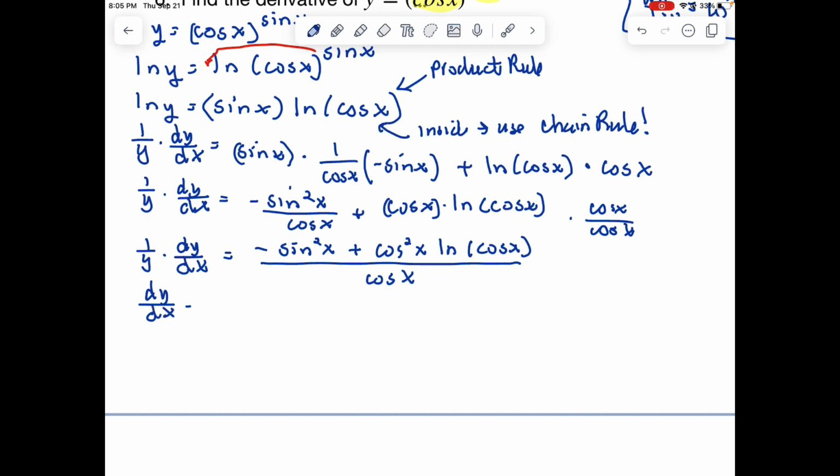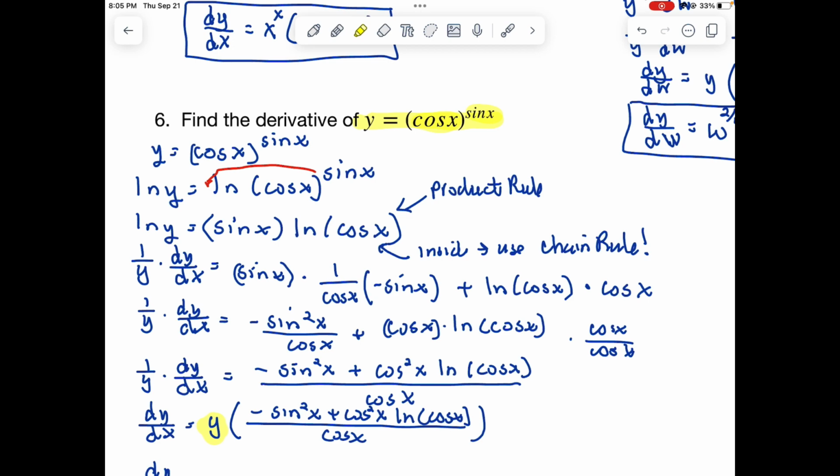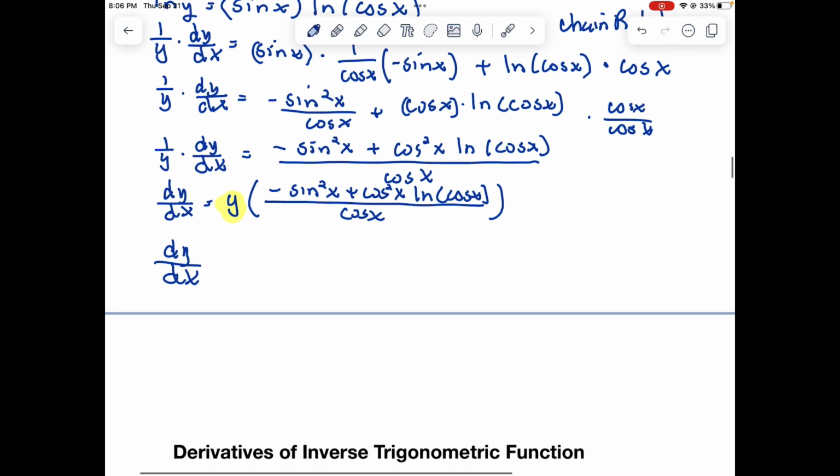We need to multiply each side by y so I can get dy dx by itself. Don't forget that we have to replace y with a variable in terms of x, so we go back to the given problem. y was defined to be cosine of x raised to sine of x. So we're going to replace the y with cosine of x to the sine of x power, and that's multiplied by this fraction, negative sine squared x plus cosine squared x times the natural log of cosine of x, over cosine of x.